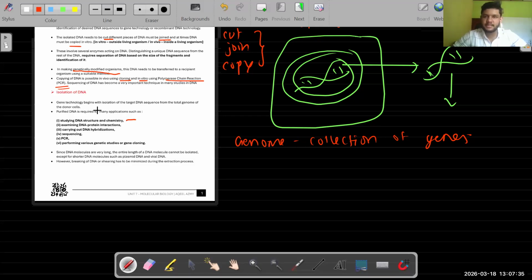James Watson and Francis Crick said that DNA is a double-stranded molecule. It is used for examining DNA protein interaction. DNA protein interaction means during DNA packaging, DNA and histone proteins interact, right? So these can be studied. Carrying out DNA hybridization. This will be understood under gene technology. You might ask, what is hybridization? Just think pairing, right? This is one DNA strand, this is another DNA strand. These will be paired. If these are paired, this is called hybrid.